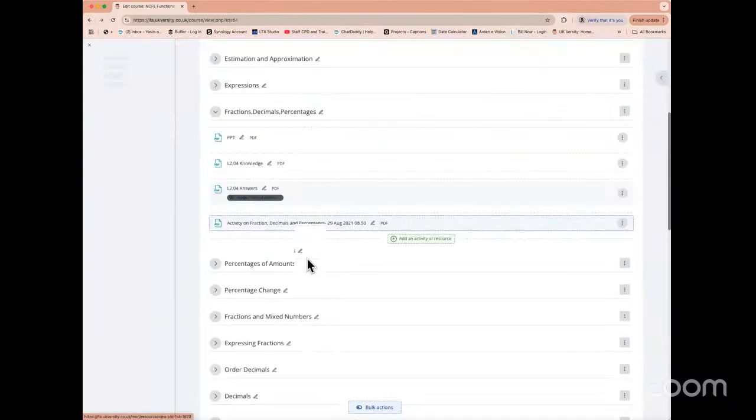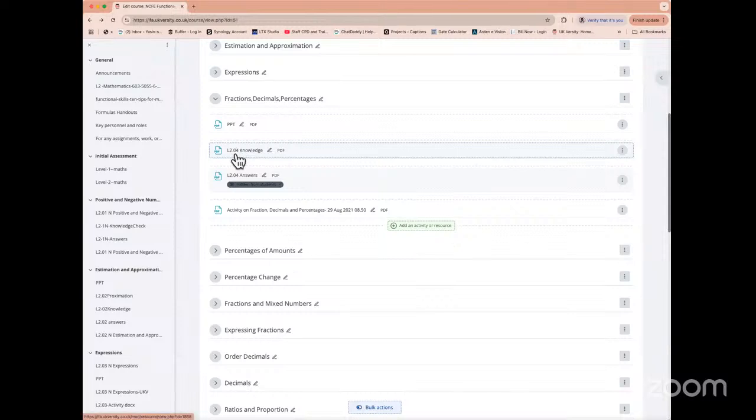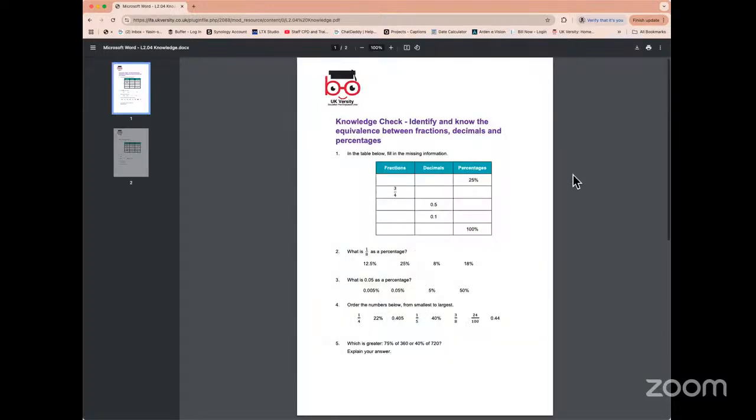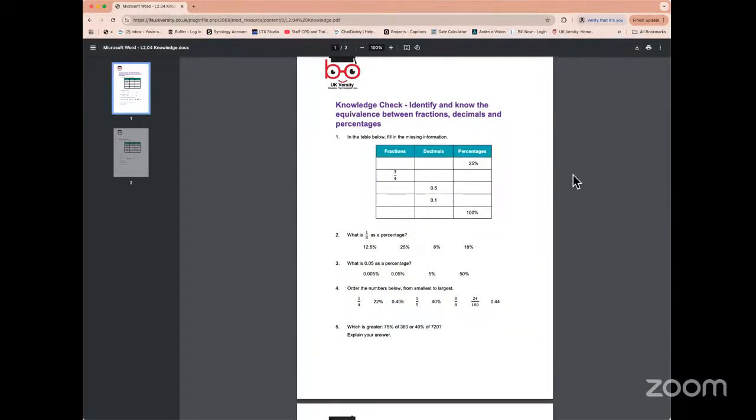And there's one activity in particular which has been given to test the knowledge that you've gained from this session. I would click on this, and this would open up a certain number of activities that I've given. Now, in this table, fill out the missing information. So how do you convert 3/4, which is a fraction, into a decimal and into a percentage? And you would have to write these answers.